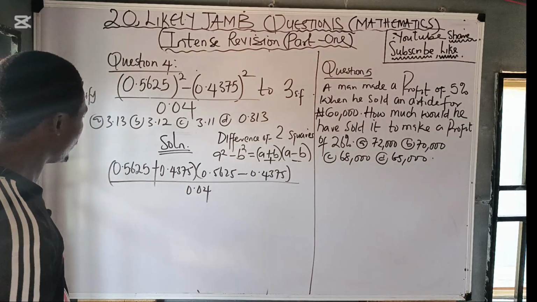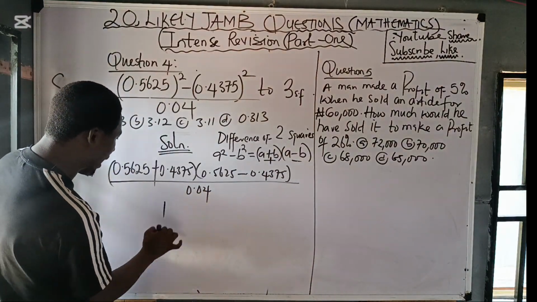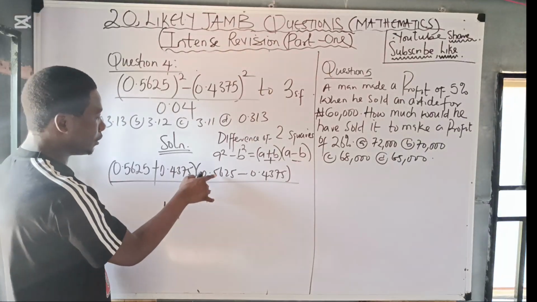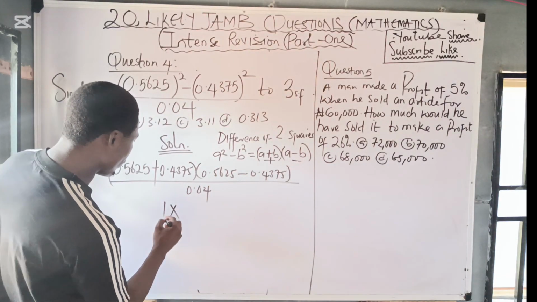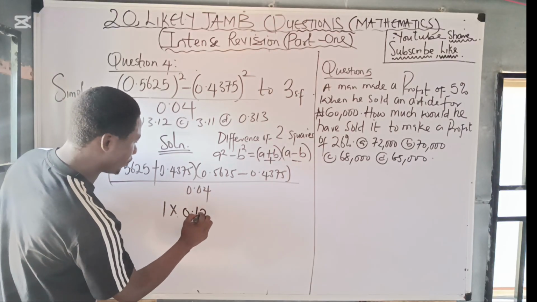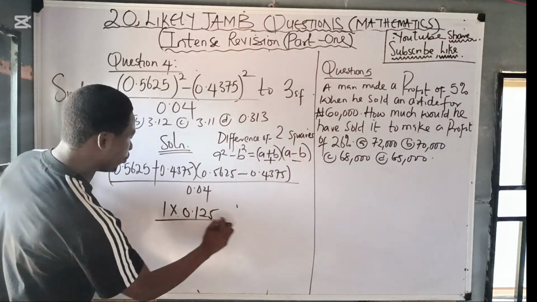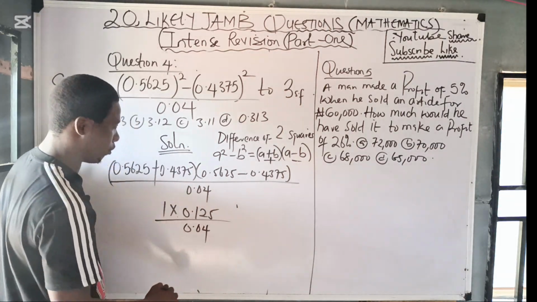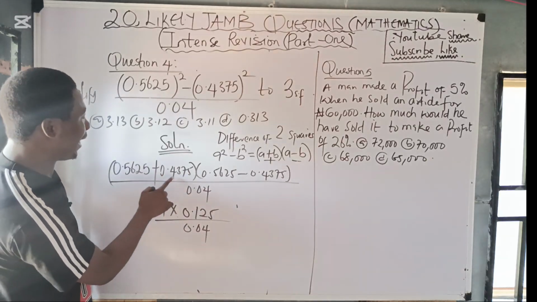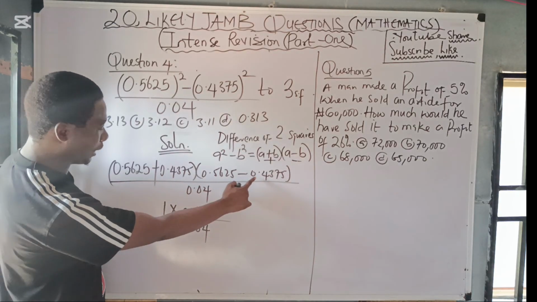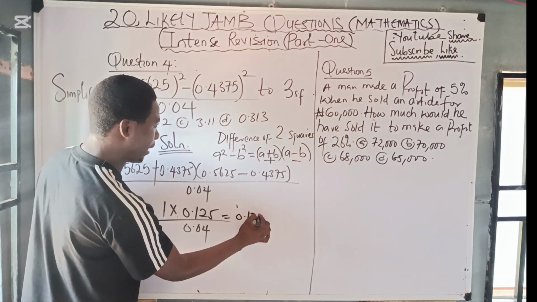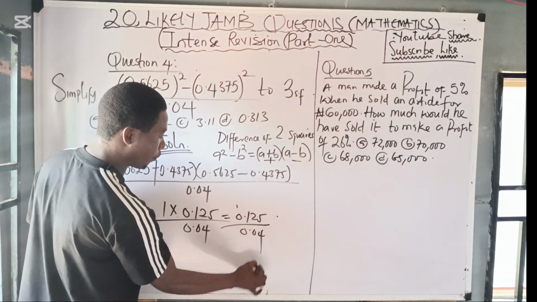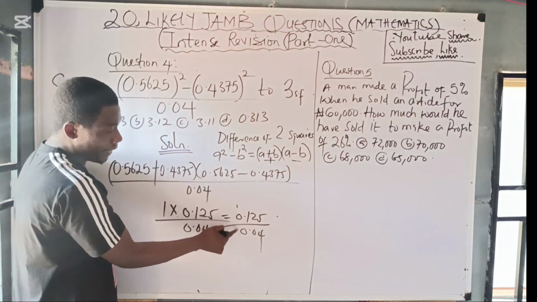Are we together? Now if I add this to this, I will have 1 times this will give us 0.125, all over 0.04. So if I add this, I have 1. If I subtract this, I have this. So this times this will give you 0.125 over 0.04. Are we together? So let's divide these two now.